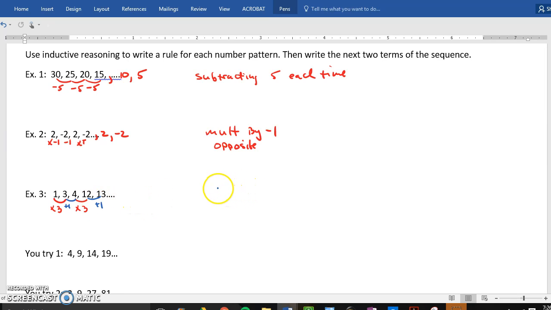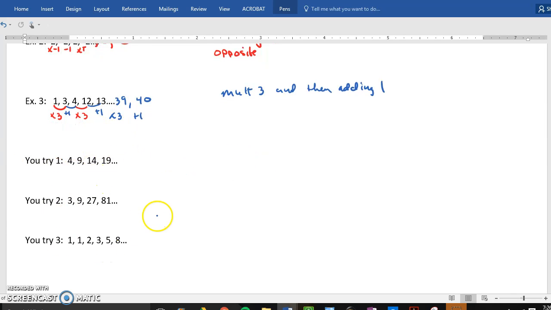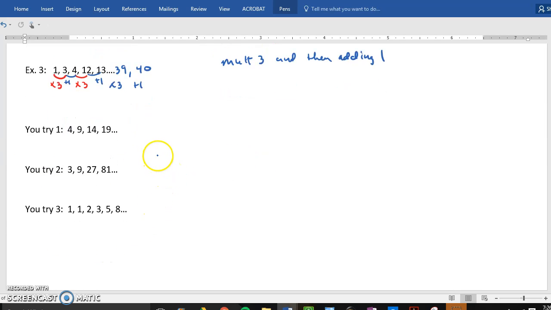So what's happening is you're multiplying by 3 and then adding 1. One time you multiply by 3, then you add 1 to that answer. So 1 times 3 is 3, 3 plus 1 is 4, 4 times 3 is 12, 12 plus 1 is 13. Now we're on the multiply by 3. Multiply by 3, you get 39. Now we add 1 to get 40. So do me a favor, do the 3 you tries down below, and then come check your answers.